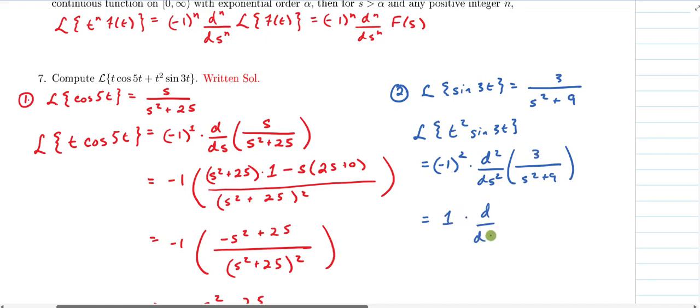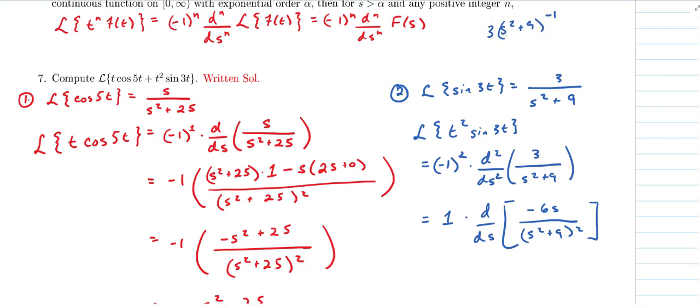So I'll do that staggered. If I take the first derivative of this, I end up with minus 6s all over s squared plus 9 squared. If I did that too fast for you, just remember that you could rewrite this as 3 times s squared plus 9 to the negative 1 power. Take the derivative that way, and don't forget your chain rule.